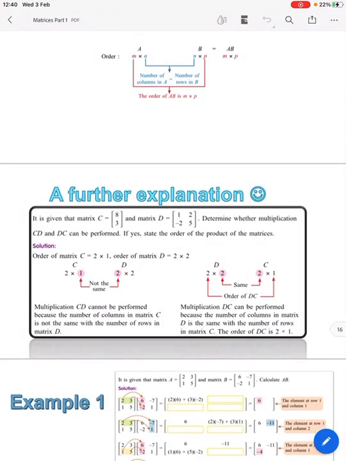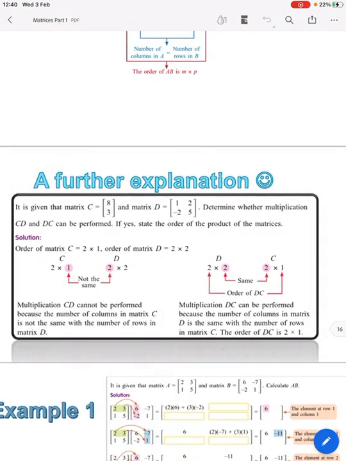Okay, a further explanation here is given that matrix C and matrix D here, determine whether multiplication CD and DC can be performed. If yes, state the order of the product of the matrices. Okay, CD, the C matrix multiplied by the D matrix. So 2 by 1 and 2 by 2, the number of columns of matrix C is different from the number of rows of matrix D. Okay, 1 and 2 are two different numbers, so we cannot multiply CD, but we can multiply DC.